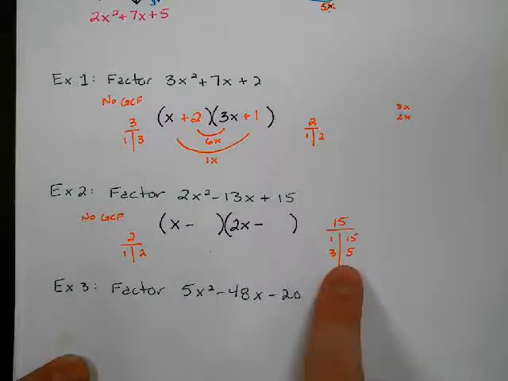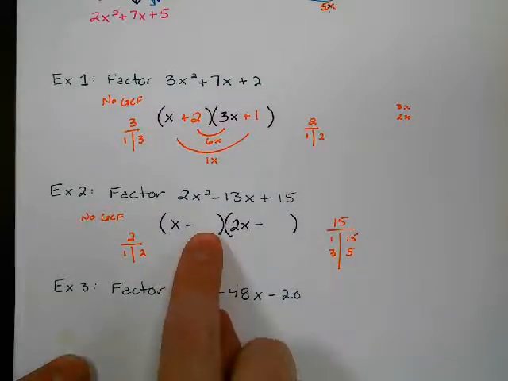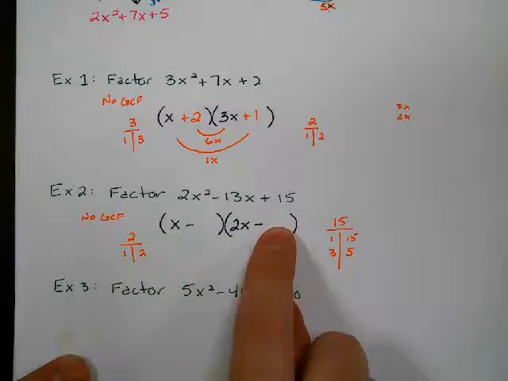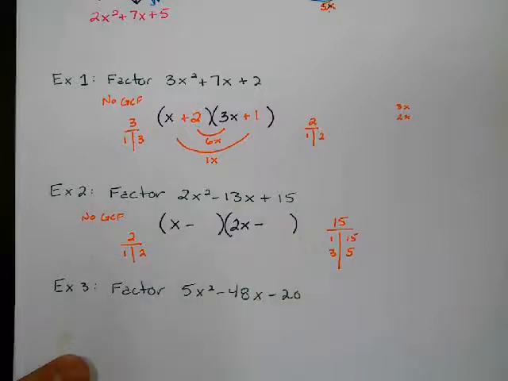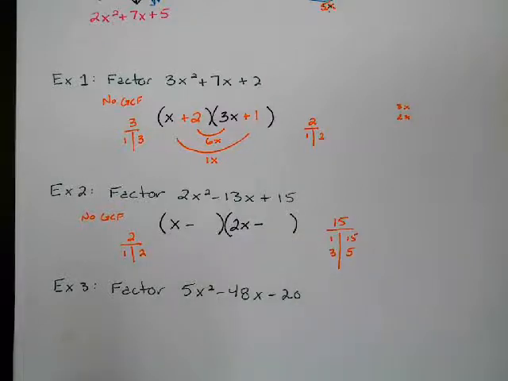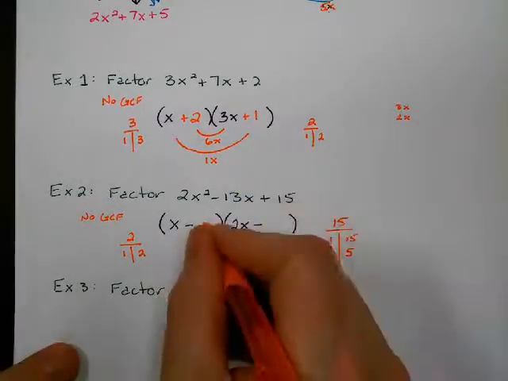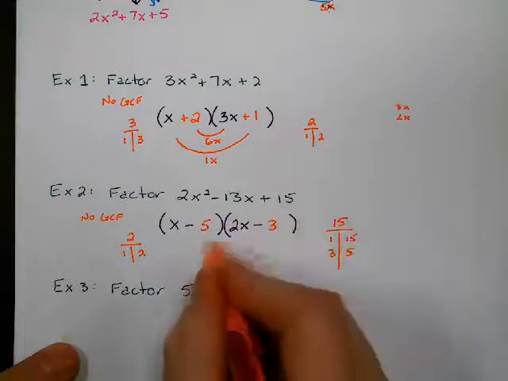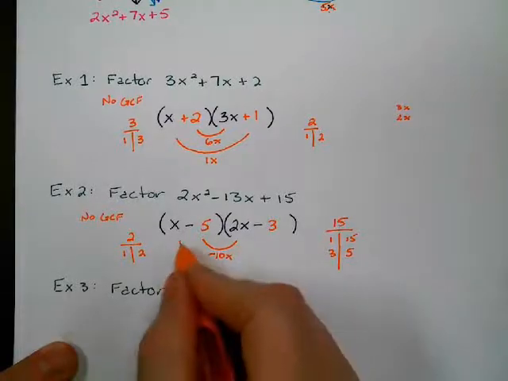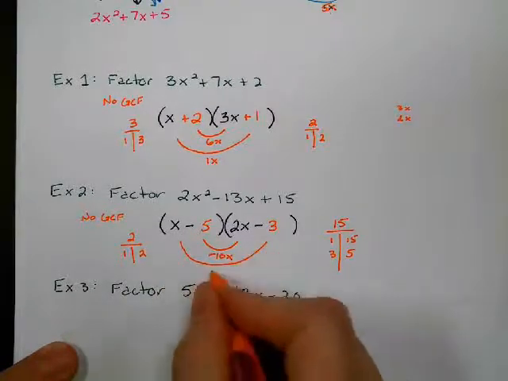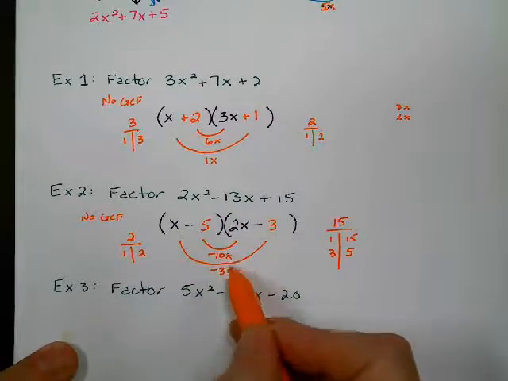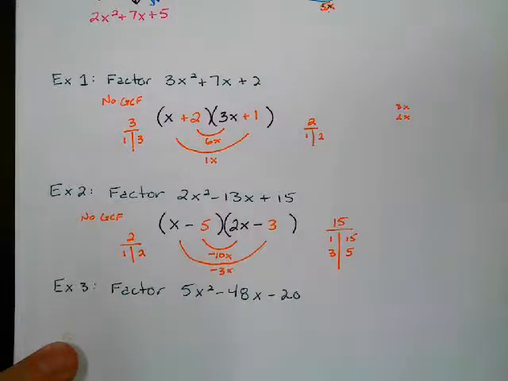If I put a 3 here, 3 times 2 is 6. And if I put a 1 here, I get 5. What's 6 plus 5? 11. That's not enough. So let's try the other way. Let's put a 5 here and a 3 here and see what happens. So I'm going to put 5 here and 3 here. Let's see what we get. These two multiply to give me negative 10x. These two multiply to give me negative 3x. Does that give me negative 13x? Yes, it does. Negative 10x and negative 3x is negative 13x. So now we know that we are correct.